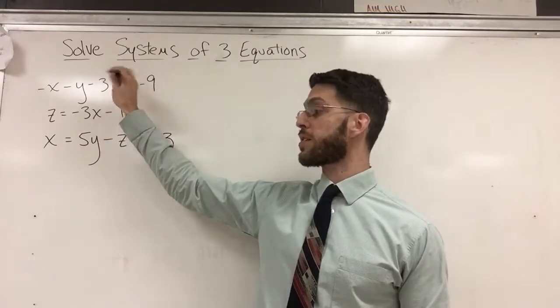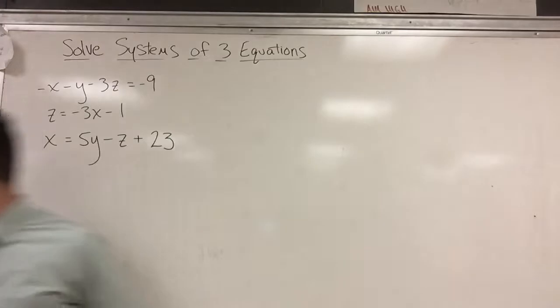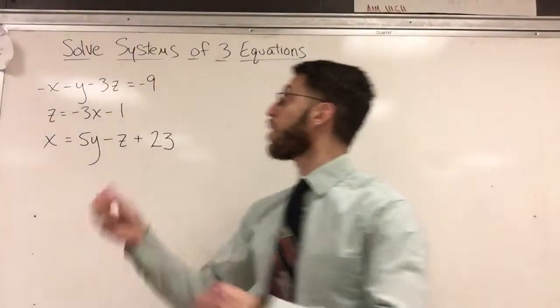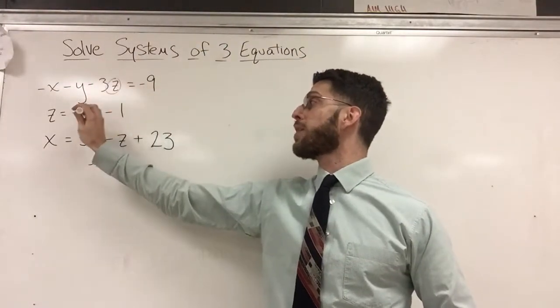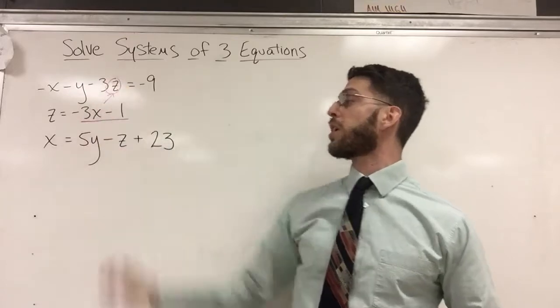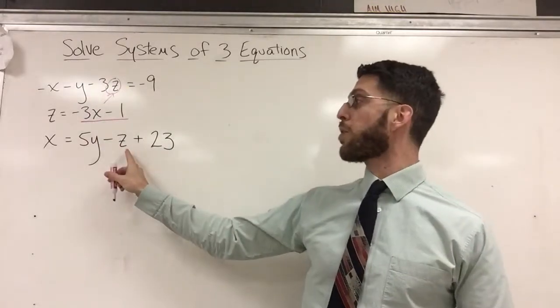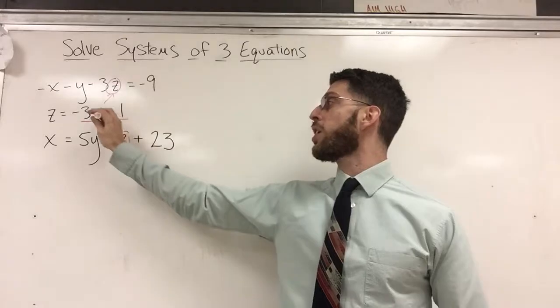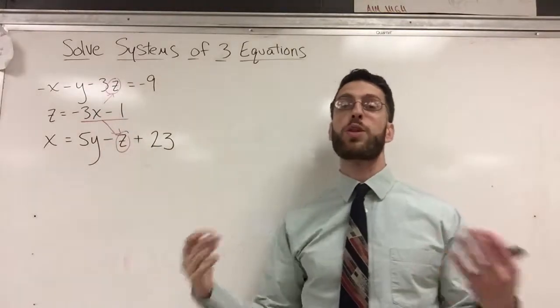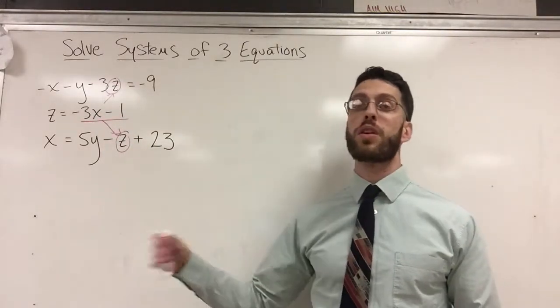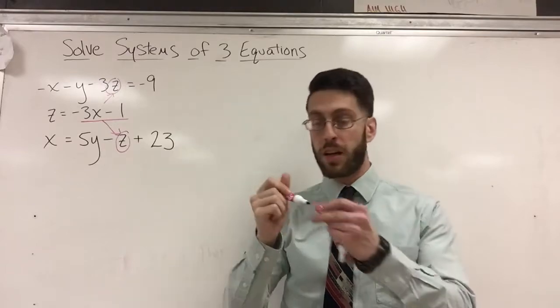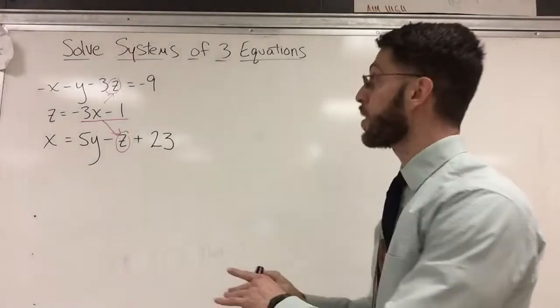So wherever I see a z, I'll even highlight that for you in pink, wherever I see a z here, I'm going to take the negative 3x minus 1 and plug it in. And I might even do that to both of them. So I see another z here, I'll plug it in there also. So I'm going to create two brand new equations based on substitution, or replacing. All right? So let's see.